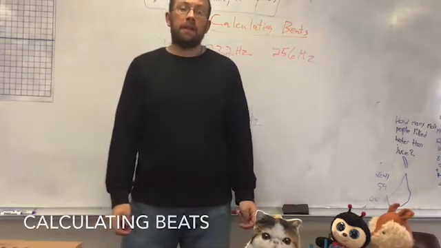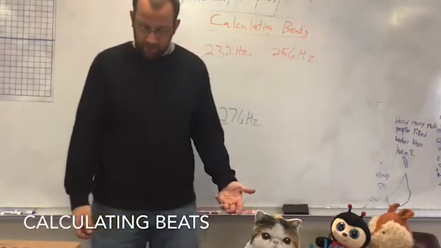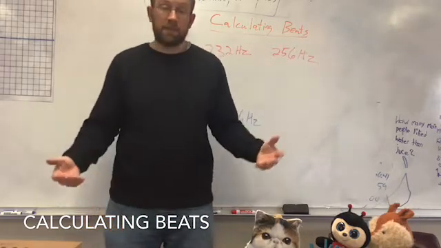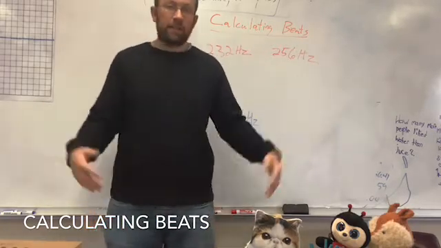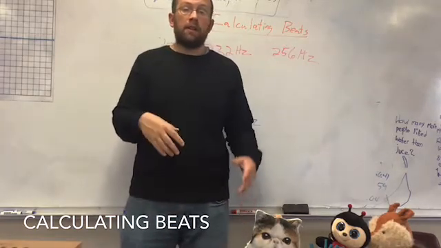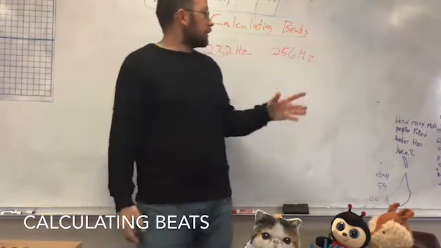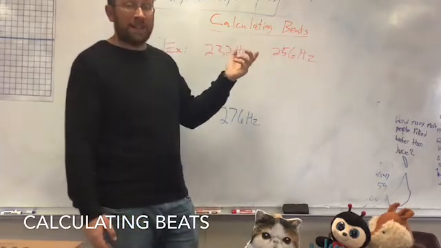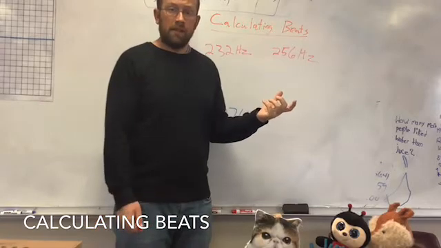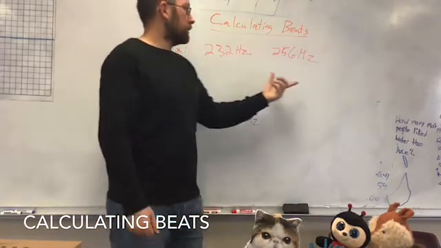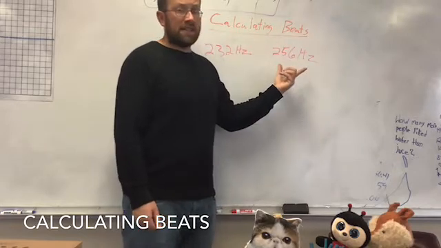Alright, calculating beats. So calculating beats is the difference in frequencies is equal to the number of beats per second. Alright, so the difference in the frequencies between two things is equal to your beats per second. So here's my first example. So I have two tuning forks that are hit exactly at the same time, simultaneously. One gives me 232 hertz, the other gives me 256 hertz.